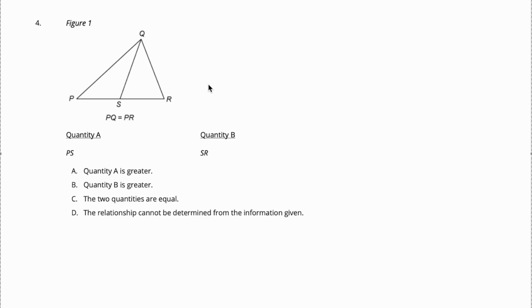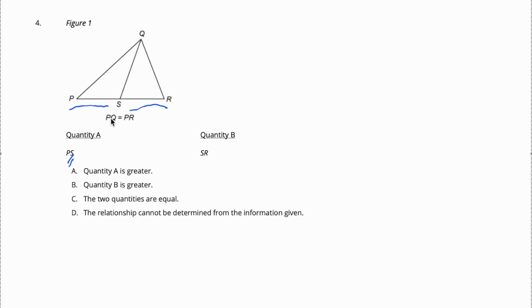Today we are going to look at this quantitative comparison question, and we are required to determine the length of this segment and this segment and try to compare which one of these quantities is greater than or equal to the other, or vice versa.